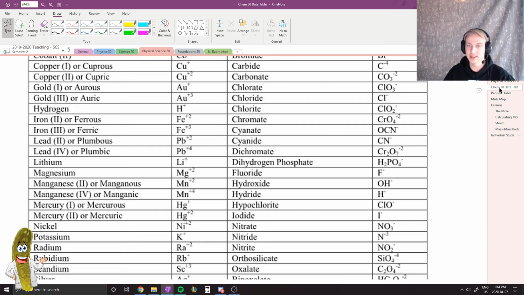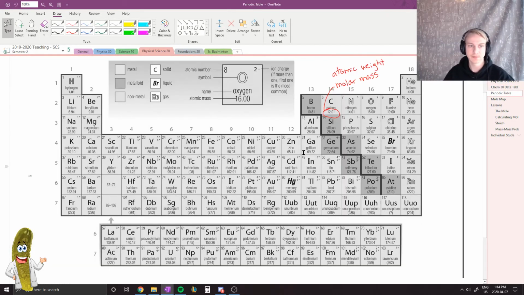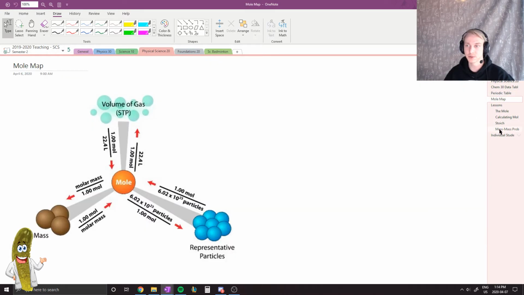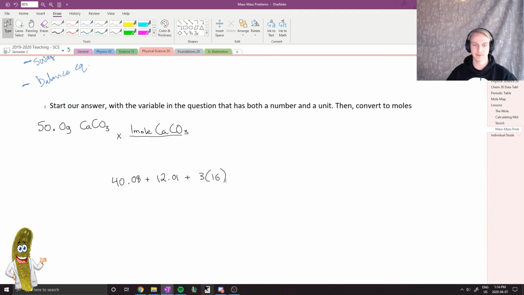And we would go visit our lovely periodic table, which is here. We would see that calcium has a mass of 40.08. We would see that carbon has a mass of 12, oxygen has a mass of 16. So I'm going to memorize all 3 of those values and say I know that calcium was 40.08, and there's only one of them. Carbon was 12.01, and then we had 3 oxygens, so we need to do 3 times 16.